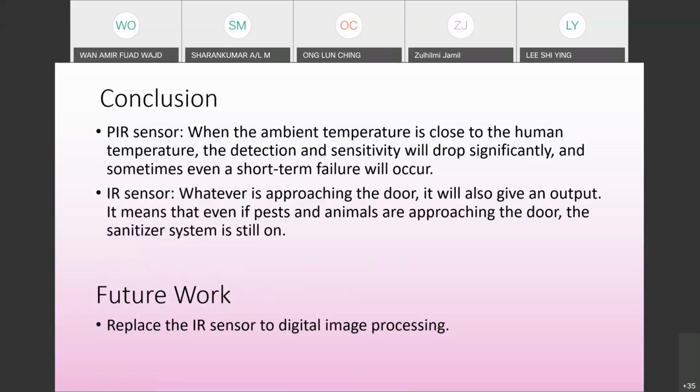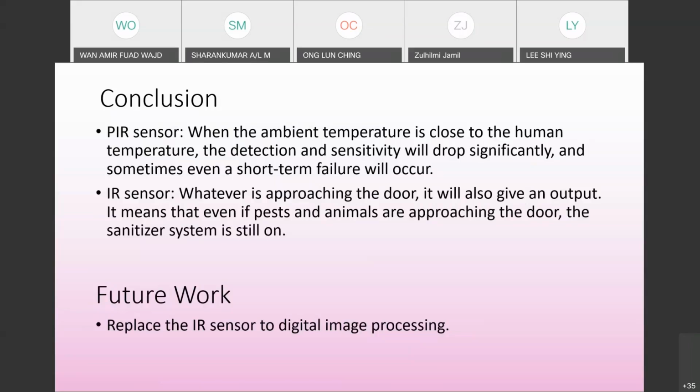Conclusion. The limitation of this system is that we are using a PIR sensor to sense the human. When the ambient temperature is close to the human temperature, the detection sensitivity will drop significantly, and sometimes even a short-term failure will occur. Another limitation is that whatever is approaching the door, the IR sensor will also give an output. It means that even if pests and animals are approaching the door, the sanitizer system is still on.